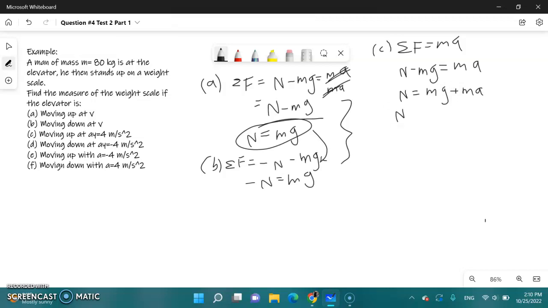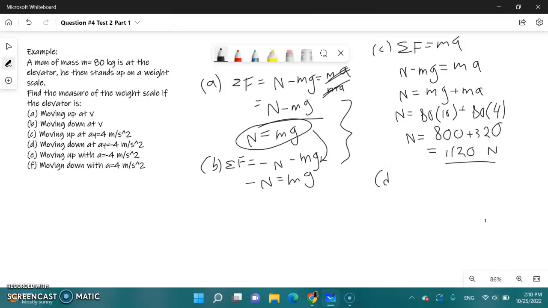And then we can just plug in the values that we're given. He has a mass of 80, and just to make gravity simpler, we can put 10 here. And the mass of 80 times the acceleration of 4 meters per second squared. And this will give us 800 plus 320. So we end up with a measure on the weight scale, a force of 1,120 newtons.